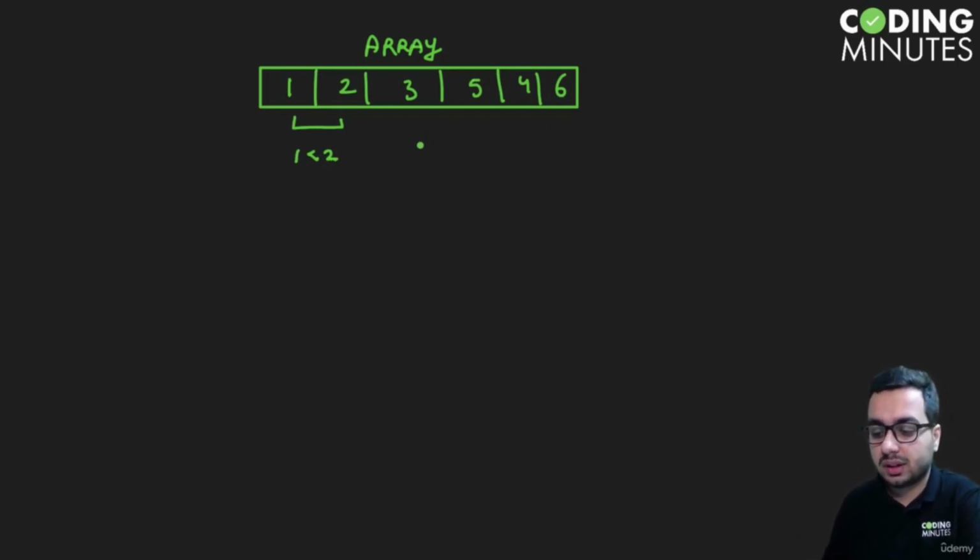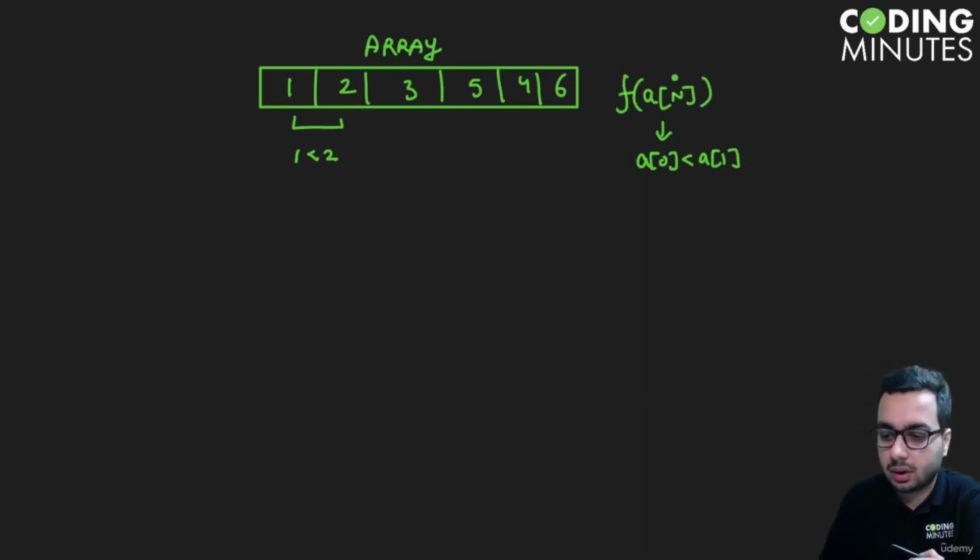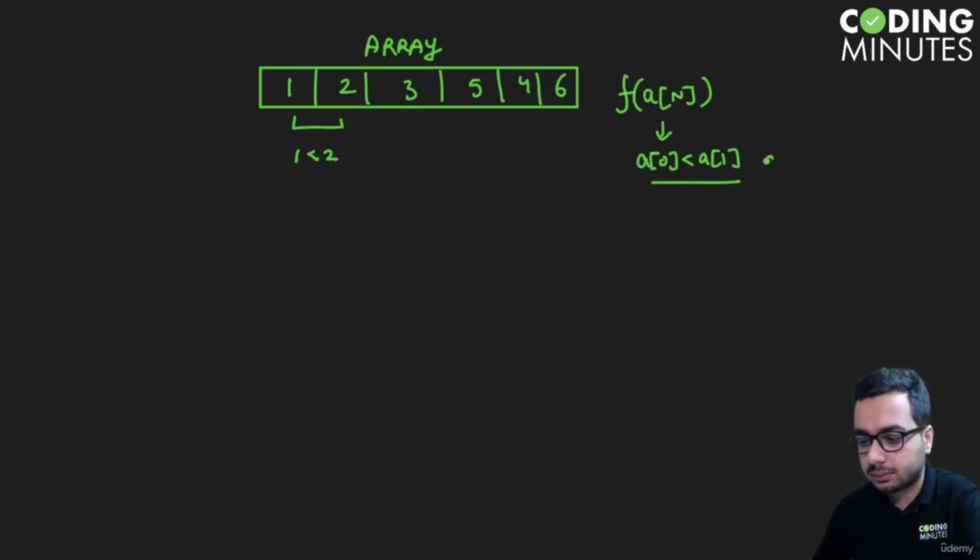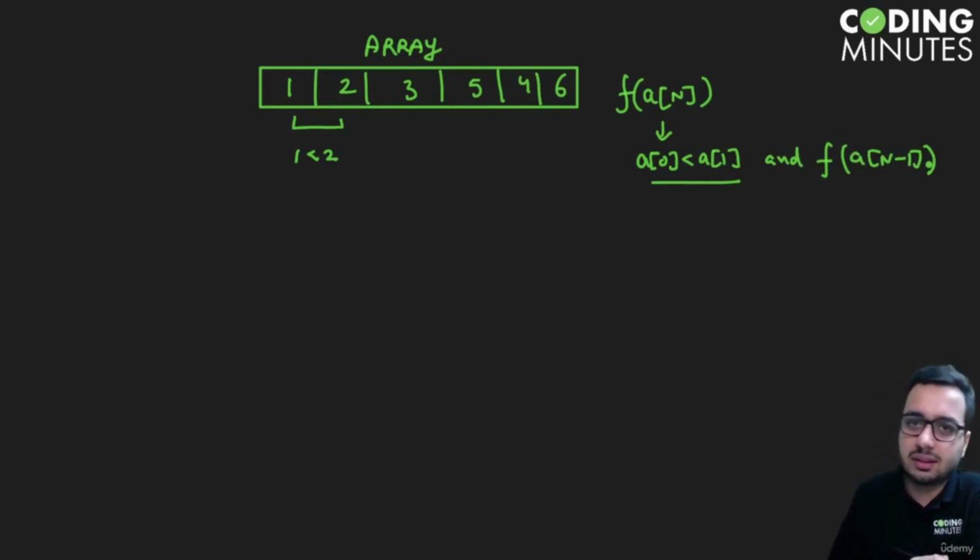So what is the condition for array of size n? Let's say you have an array of size n. You can check it is sorted if array of 0 is less than array of 1. And let's say there is a function f that returns whether this array is sorted or not. So we need to check if this is the case and the remaining array is also sorted. The remaining array is of the size n minus 1. If it is also sorted, then we can say yes, the entire array is going to be sorted.